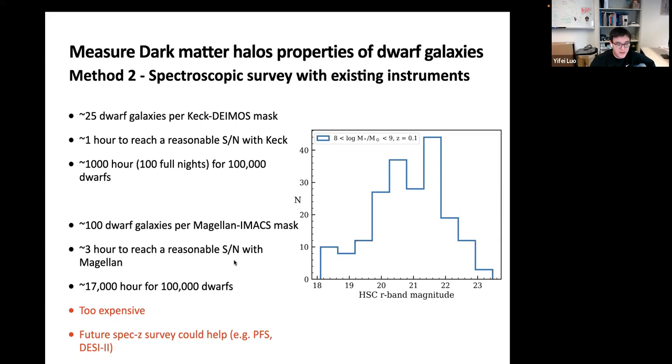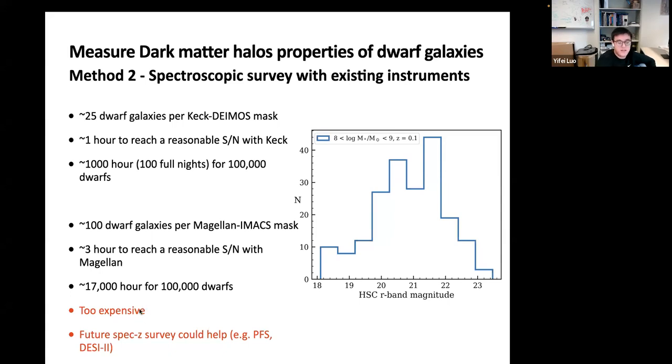This is another estimation, on a smaller telescope, Magellan, a 6.5 meter telescope. You need an even longer exposure. However, it has a larger field of view, so you get more galaxies at the same time, but still you need a very long survey to complete a fairly large sample of dwarf galaxies. So we also think this spec-z survey is too expensive.